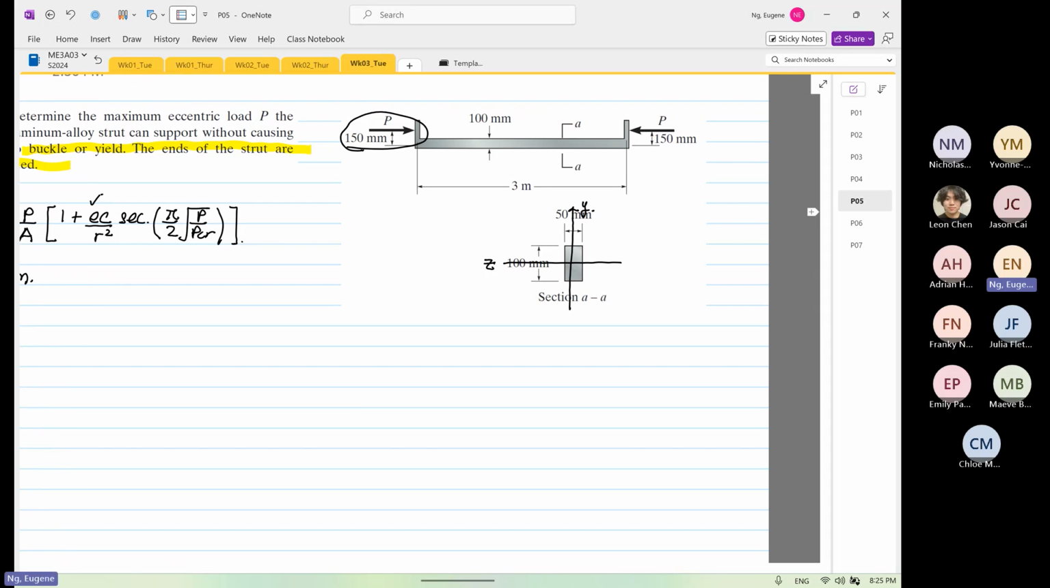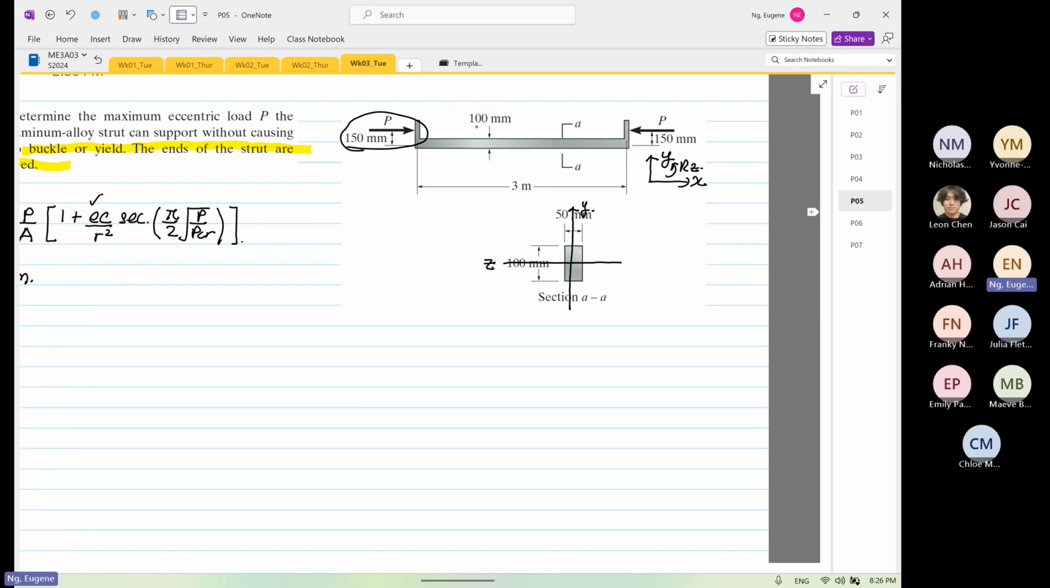So relative to the top, this will be my Y, and this will be my X, and this will be my rotation about Z. Okay, so section AA is the cross-sectional view, right? And then we view it this way, okay?